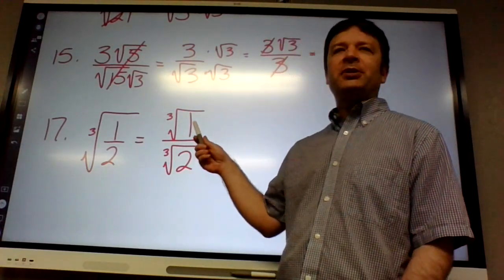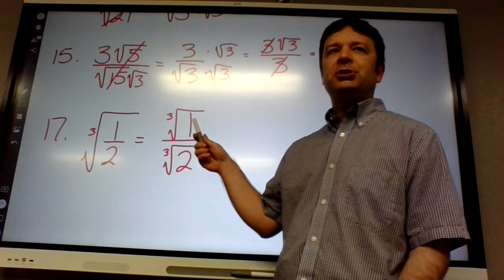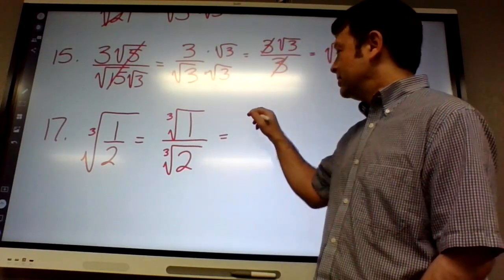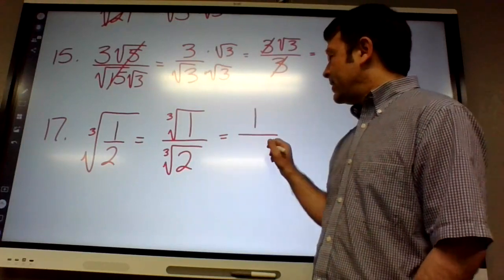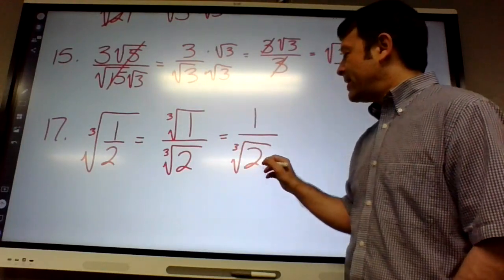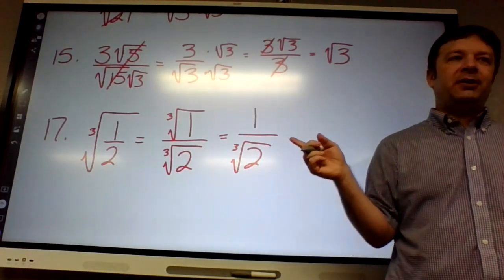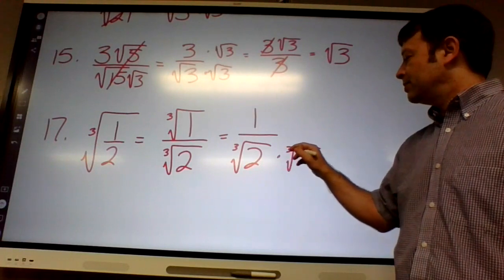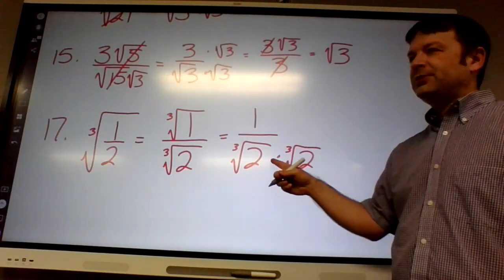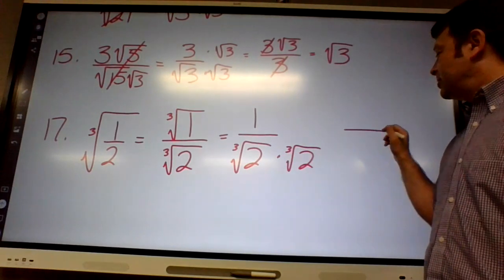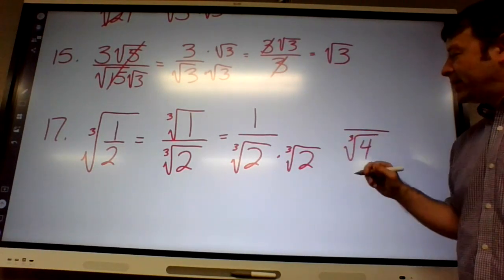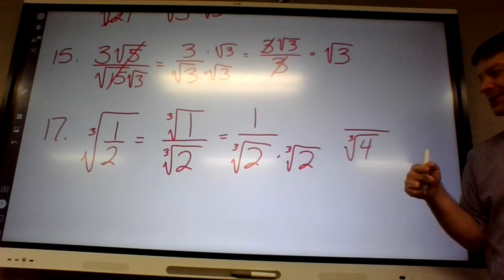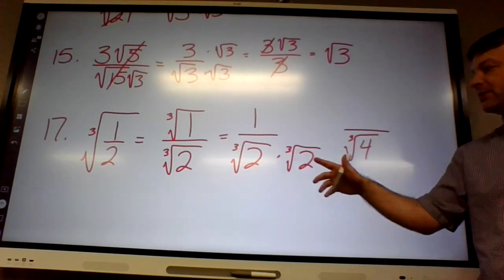Okay, do you guys know what the cube root of 1 is? 1. Because 1 times 1 times 1 is 1, right? So that just kind of is nothing. Okay, now we cannot leave the radical in the denominator. But here's the problem. If I multiply by cube root of 2, is that going to solve my issue? No. I will get cube root of 4, but does 4 actually have a cube root? No. What does have a cube root? Cube root of 8. Right.